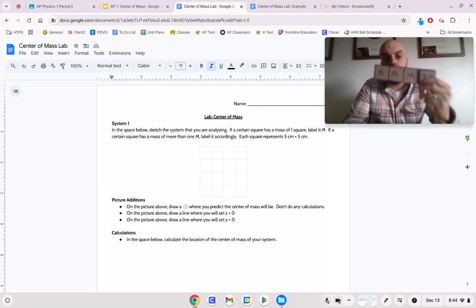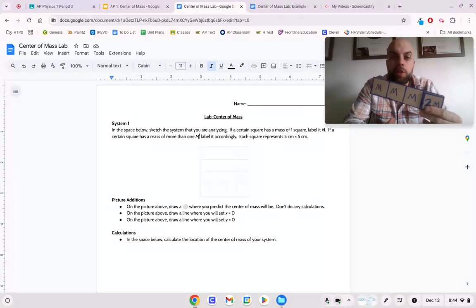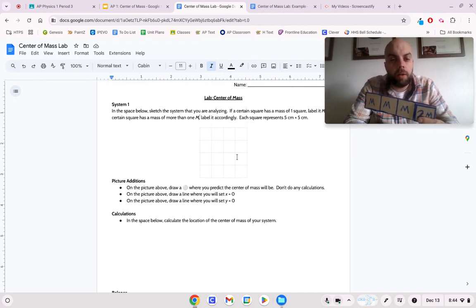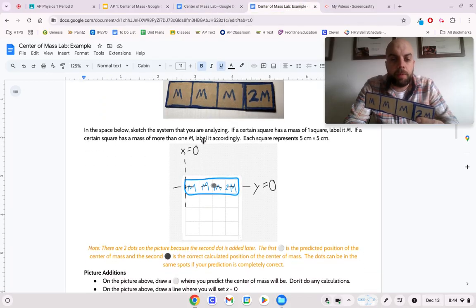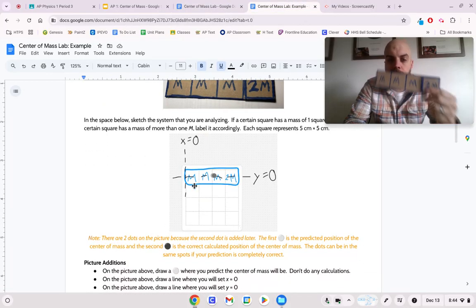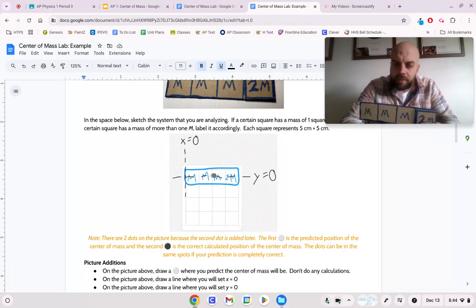The first part of the lab involves grabbing a system. It doesn't matter which one you start with. You can start with any, and you're going to be looking at 4 today with your group. Then you're going to sketch your system on this little grid. I did an example problem where I made this sketch right here. I drew this system out, and I labeled an x equals 0, an x-axis, a y-axis, and then a position where I think the center of mass would be with a little gray dot.